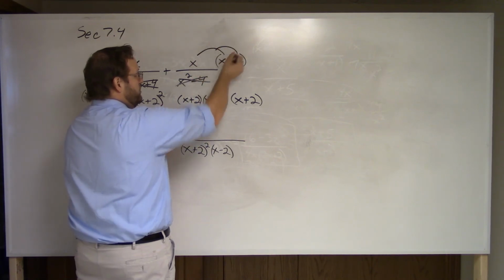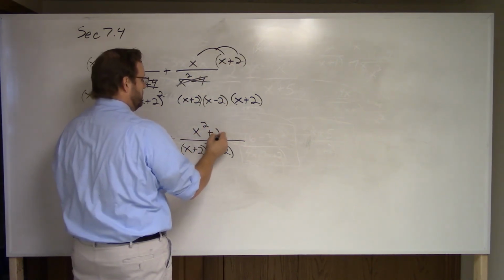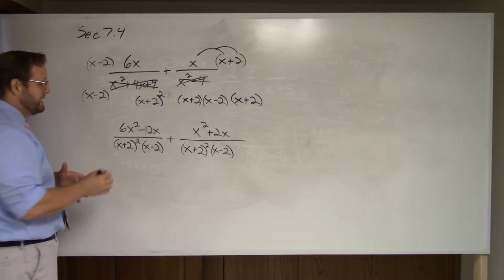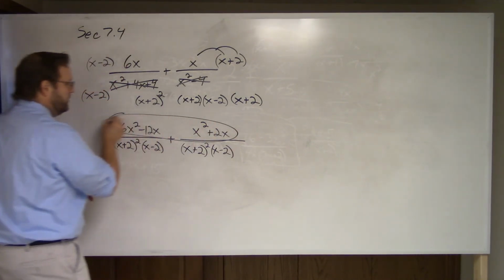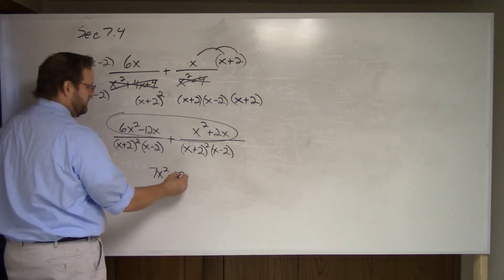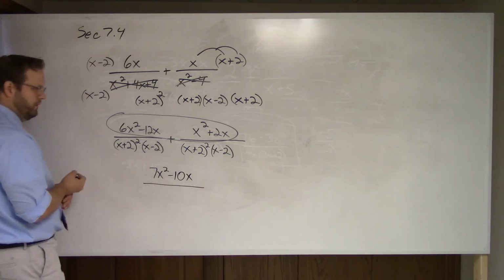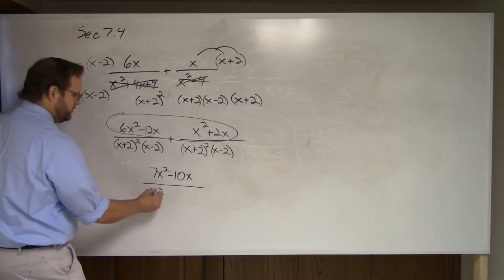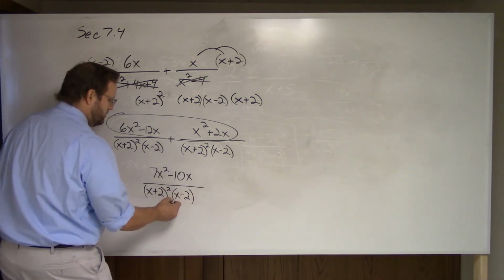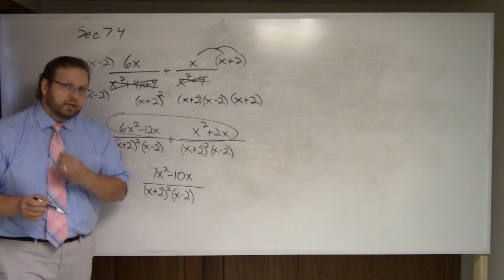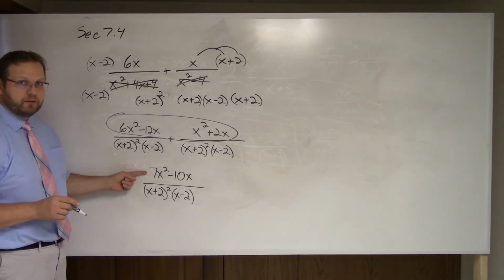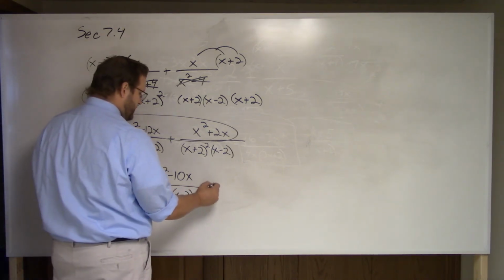I then distribute, and there we go. Now the next phase is to simply pull all this together. So we have a 7x squared minus 10x. And then we have x plus 2 squared, x minus 2, and there we go. Now, one thing to realize here is this numerator, that can be factored. Okay, so when we do that, we can take an x out.